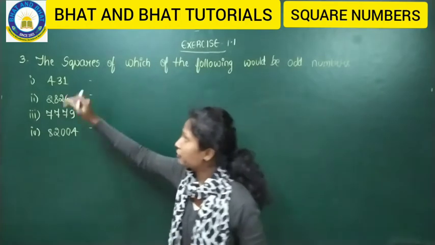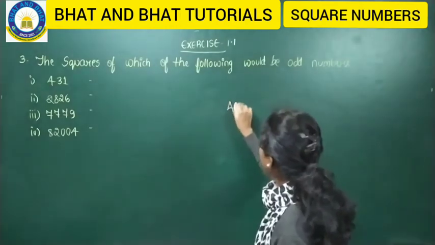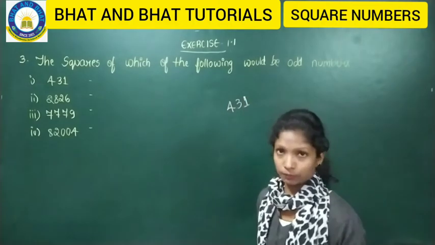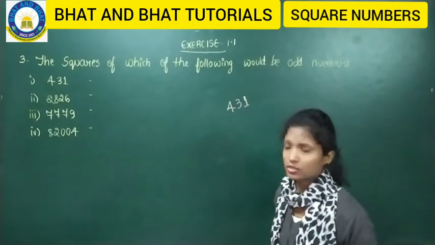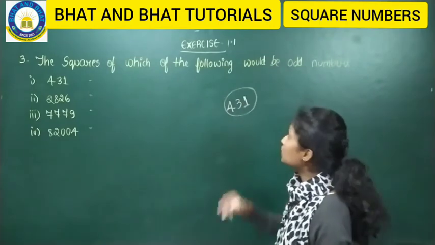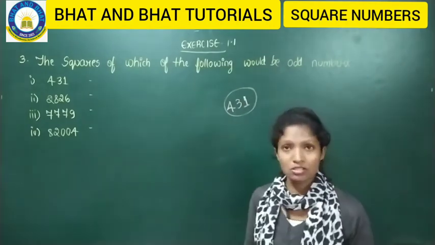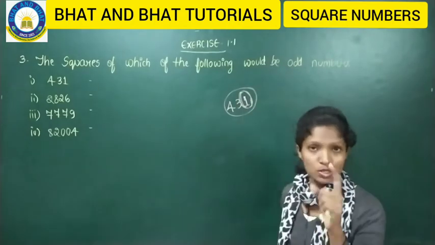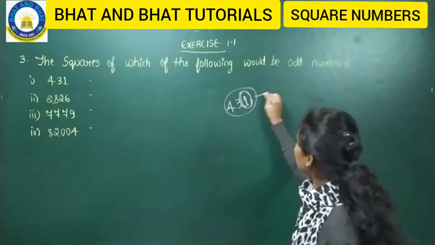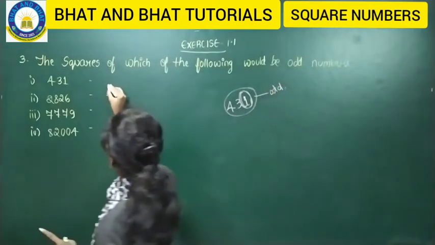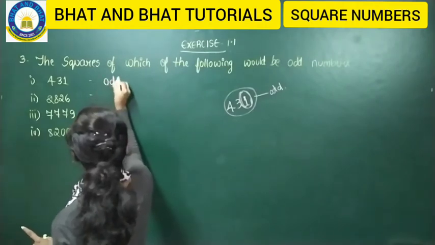Say for example, take the first number. What is the first number you have? 431. The squares of the odd numbers are always odd. So is this an odd number? Yes, it is an odd number. Ma'am, how to find out whether it is odd or even? See the last number. The last number is 1. 1 is an odd number. So now I can tell the first one is an odd number.